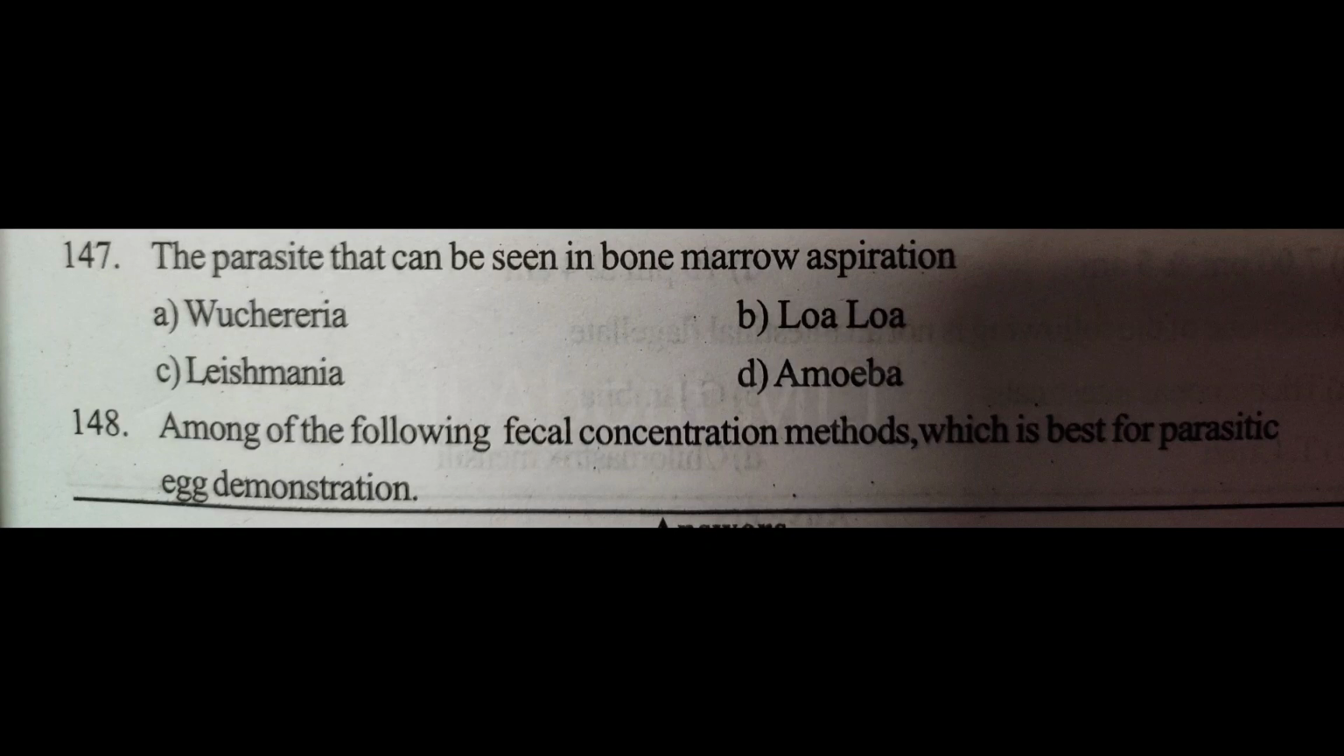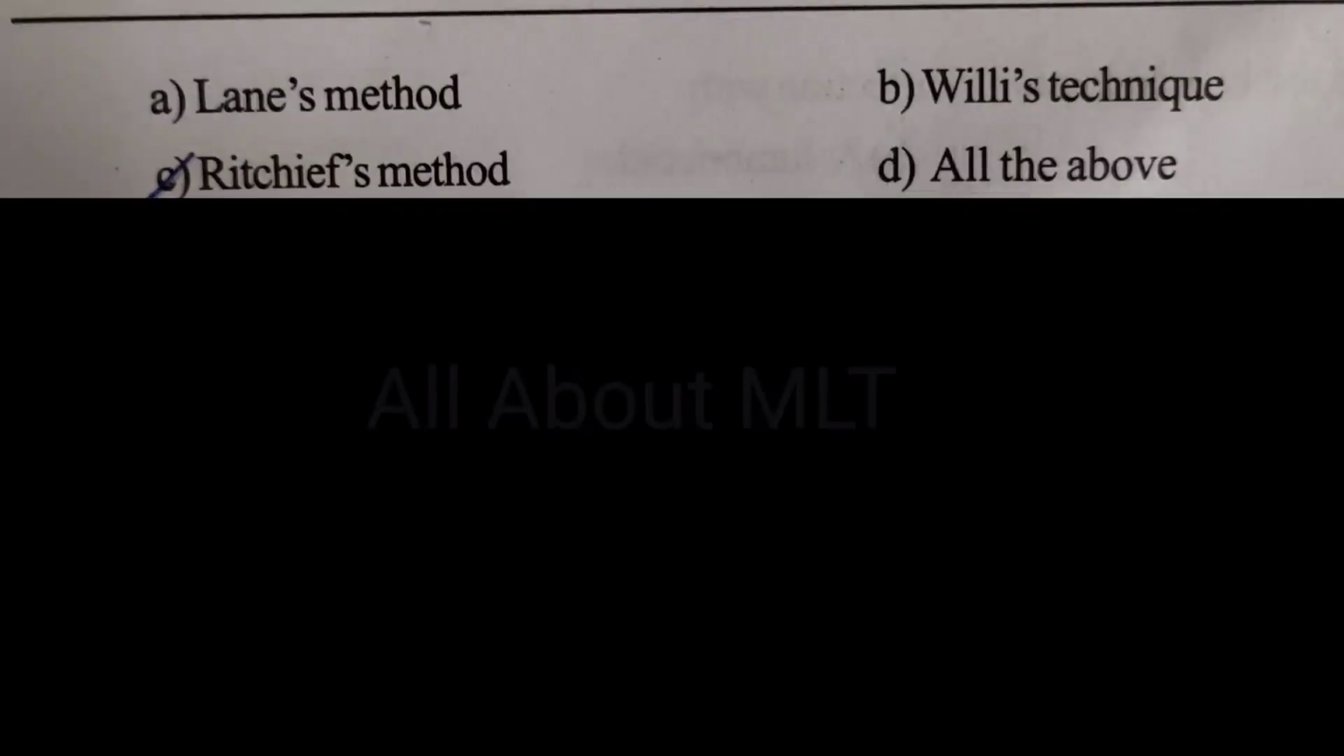Among the following fecal concentration methods, which is best for parasitic egg demonstration? Option A, Lane's method, option B, Willis's technique, option C, Ritchie's method, option D, all of the above. Answer is option C, Ritchie's method.